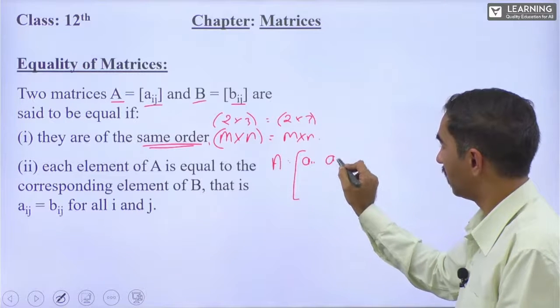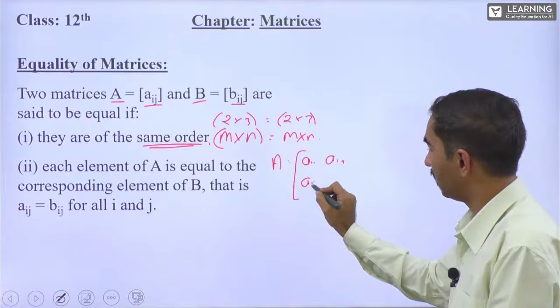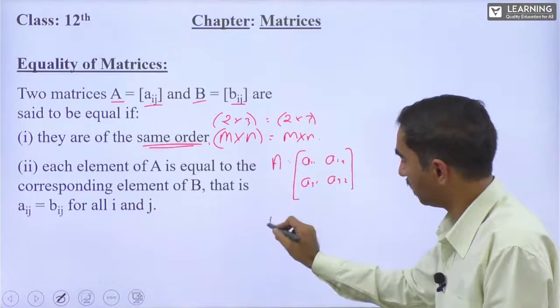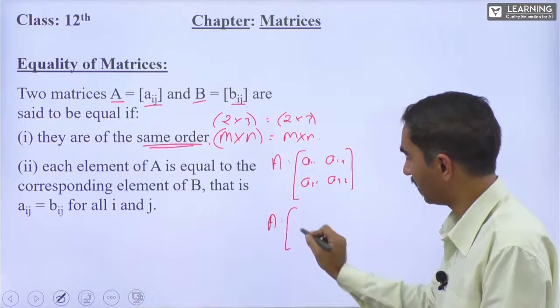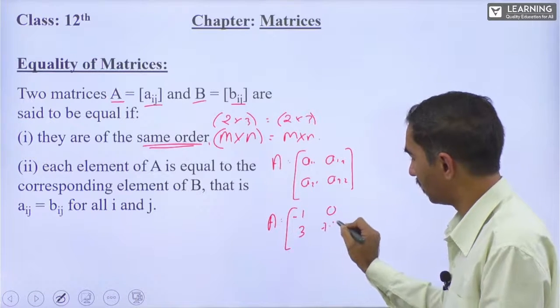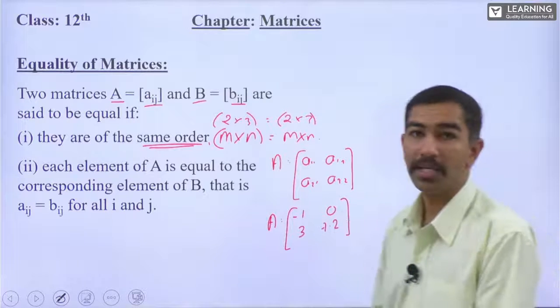A11, A12, A21 and A22. Here we'll write the elements of the matrix A. So let us write -1, 0, 3, 7.2. So this is matrix A.